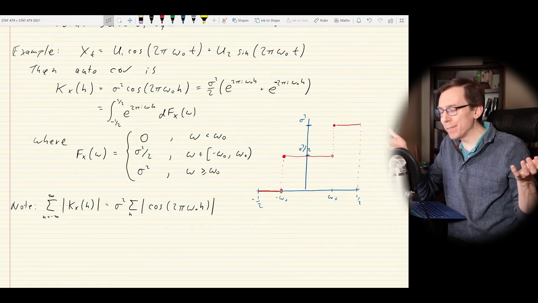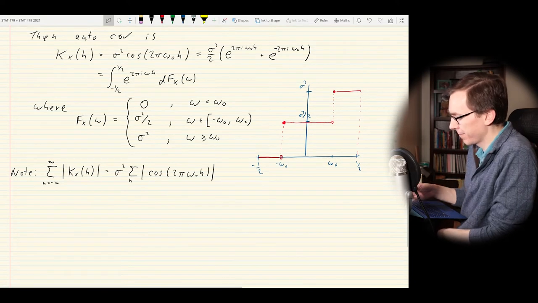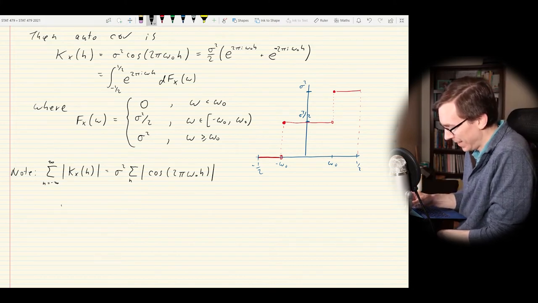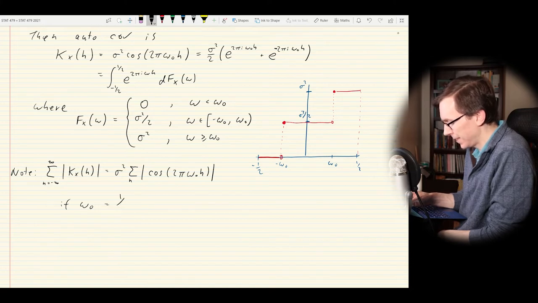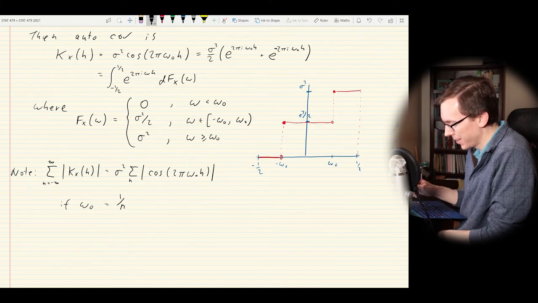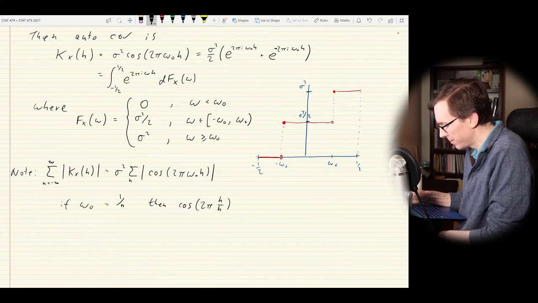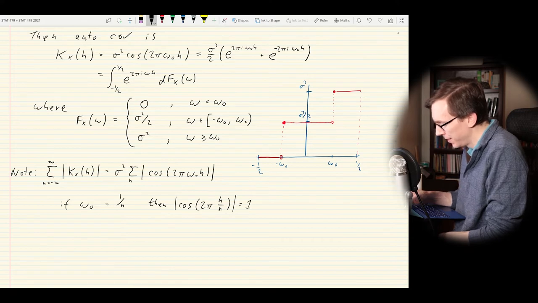So in this case, we have a process which will have, I want to say long range, but almost like infinite range dependency. It can happen for any h, but the problem is it depends on what omega is. If omega is an integer, then it's super easy to show. If omega is equal to something like 1 over n, for n being an integer, then the absolute value of the cosine of 2 pi h over n is going to equal 1 for all h equal to 0, plus or minus n, plus or minus 2n.